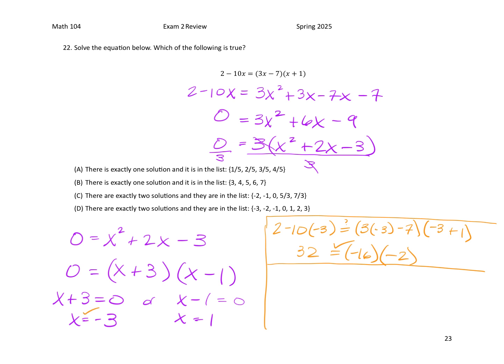So we found negative 3 was a solution. Let's try the 1. So I have 2 minus 10 times 1. Does that equal 3 times 1 minus 7 times 1 plus 1? So 2 minus 10 is negative 8. And does that equal 3 minus 7 is negative 4, and 1 plus 1 is 2? Yes, negative 8 does equal negative 4 times 2. So they are both solutions.